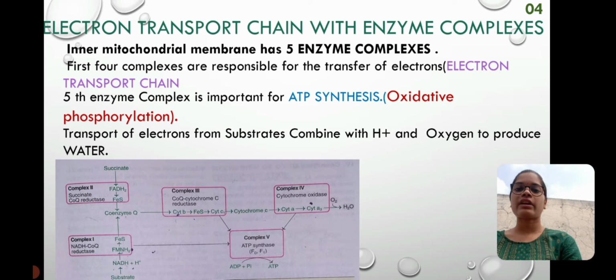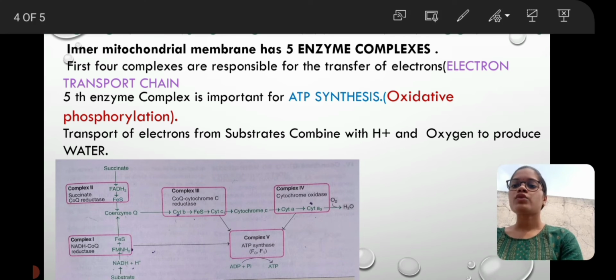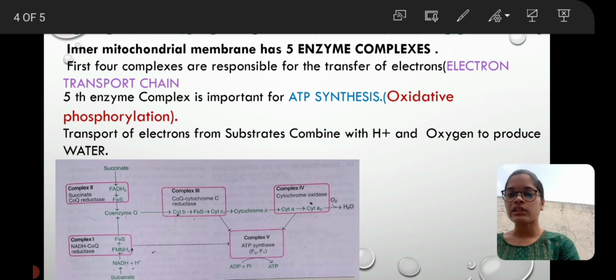Now coming to the electron transport chain with enzyme complexes. As I already said, the electron transport chain is taking place at the inner mitochondrial membrane. At that place the enzyme complexes are present. The inner mitochondrial membrane has 5 enzyme complexes. The first 4 enzyme complexes are involved in the electron transport chain, and the 5th enzyme complex is important for oxidative phosphorylation, that means the ATP synthesis. So the first 4 complexes are responsible for the transfer of electrons, and the 5th enzyme complex is important for the ATP synthesis. Here we can observe these enzyme complexes.